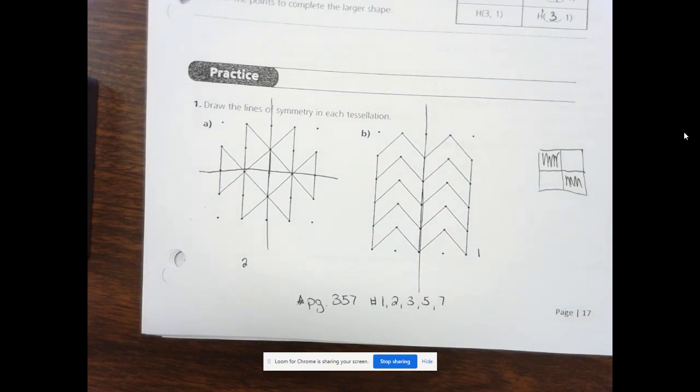So please pay attention to things like color or details because it does have an impact on whether or not it works. So these are some questions in your textbook for you to give a try.